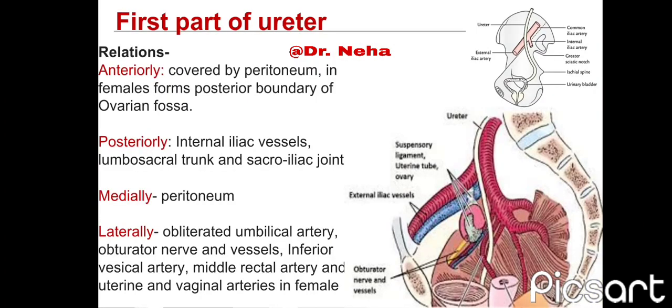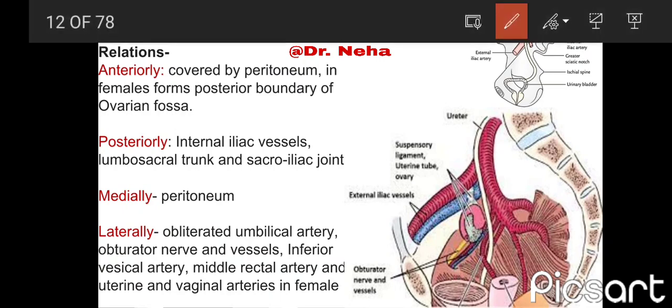In the pelvis, the ureter possesses three parts. The first part of the ureter is from the bifurcation of the common iliac artery up to the ischial spine. In the diagram above we can see the first part of the pelvic part of the ureter. The relations on the anterior side: these are covered by peritoneum. In females it possesses the ovarian fossa. On the anterior side of the ureter we can see the ovarian fossa containing the ovary and the fallopian tube. On the posterior side we can see the internal iliac vessels, lumbosacral trunk and sacroiliac joint.